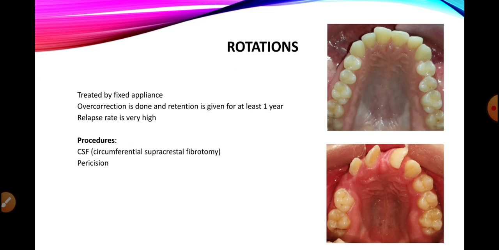So in cases of rotation, the relapse is very high, so overcorrection is always done, or lifelong retention is mandatory, and the procedures that can decrease the rate of rotation relapse are the CSF and pericision, that is circumferential supracrestal fibrotomy and the pericisions. Circumferential supracrestal fibrotomies are majorly aimed at the circular fibers. They are given in the supracrestal area, that is inside the pocket, and all the circular fibers are cut. And pericisions are the vertical incisions that are given interdentally, which do not involve the interdental papilla.